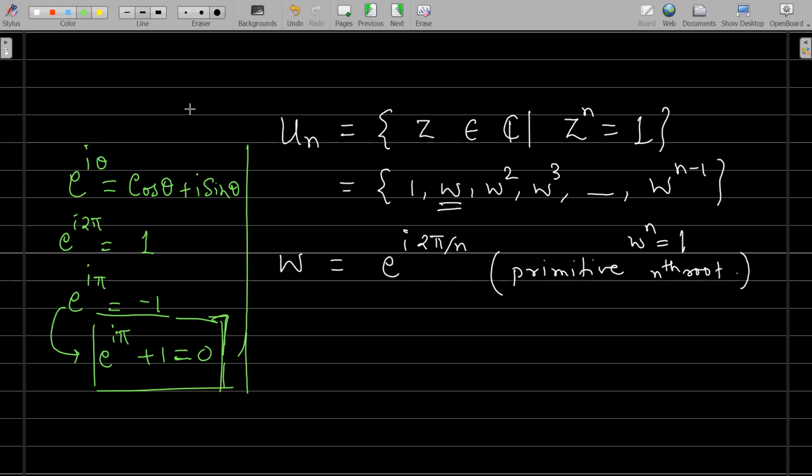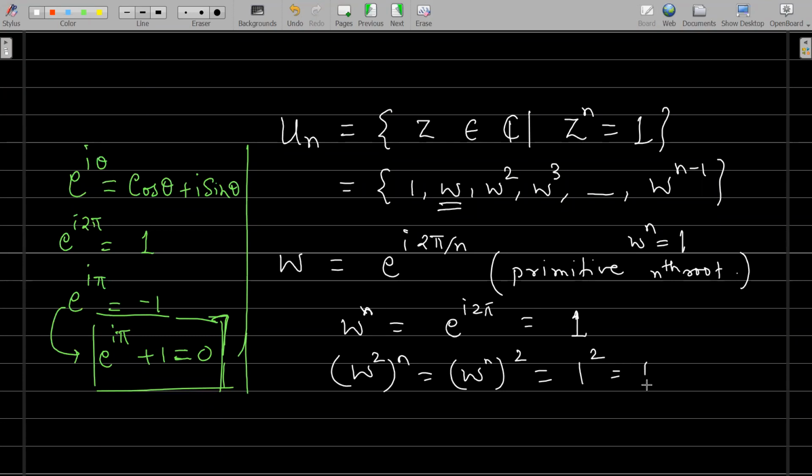So once again, if I take omega as e raised to i 2 pi by n, then omega raised to n will be e raised to i 2 pi, and n will cancel. That will be 1, right? And once omega raised to n is 1, observe, even if I take omega square raised to n, that is going to be omega raised to n square, that is again going to be 1. Or for that matter, if I take any power of omega, that will again give me 1. Do you see that? Okay.